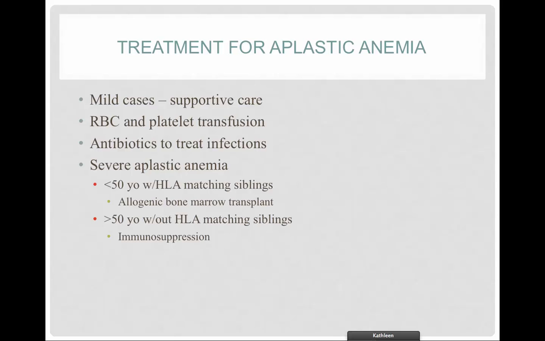Treatment for aplastic anemia, mild cases: supportive care, RBC and platelet transfusions, antibiotics to treat infections that they are at risk for. Severe aplastic anemia will require bone marrow transplant if they're less than 50. If they're greater than 50, they're going to require HLA matching siblings, or they will require immunosuppression, which is the most effective combination of drugs known today.